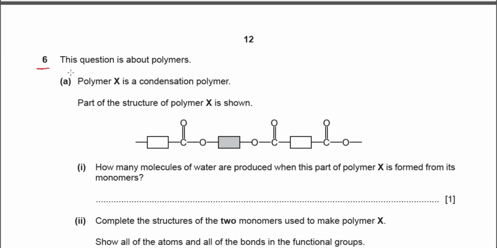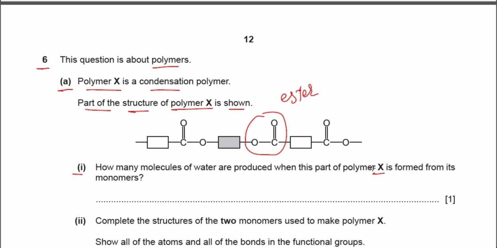In this question, it says that this question is about polymers. A polymer X is a condensation polymer. Part of the structure of polymer X is shown. And you can easily say, boys and girls, here we have an ester bond. Whenever we have C double bond O, which is bonded to O, this is called an ester. So this is part of the polymer chain, and here I can see the ester bond. Then the demand is how many molecules of water are produced when this part of polymer X is formed.